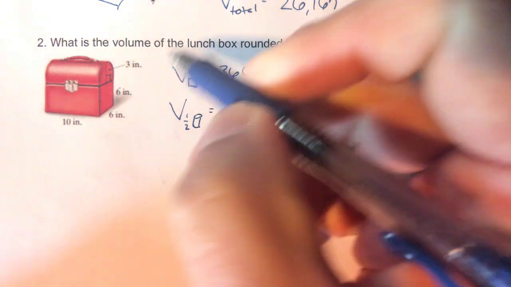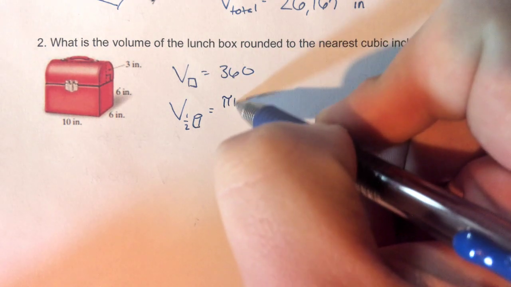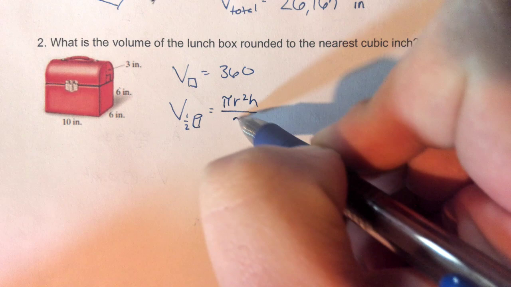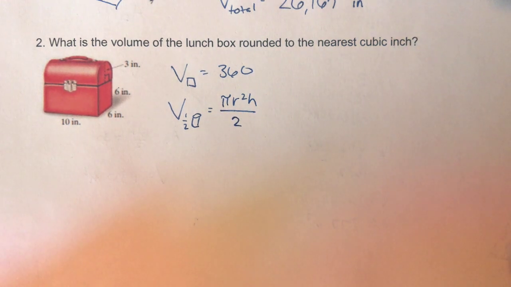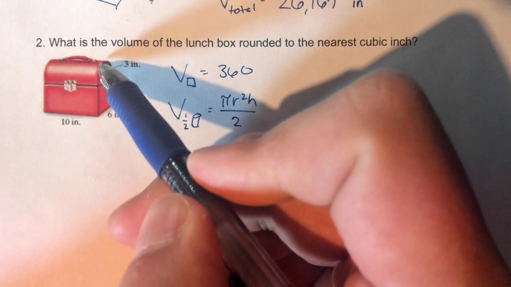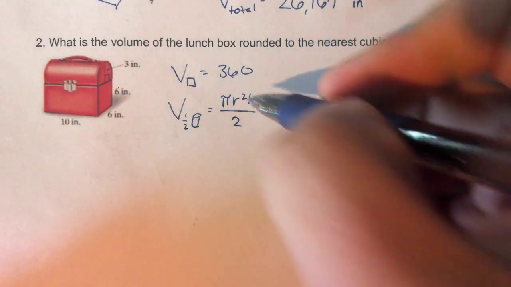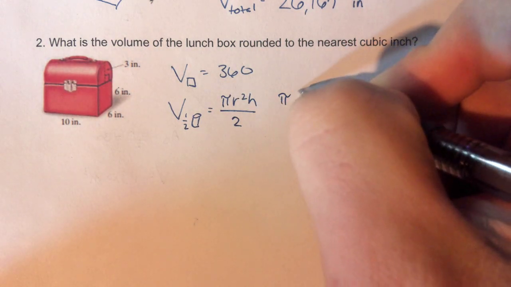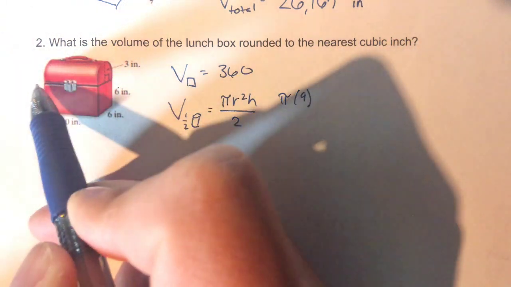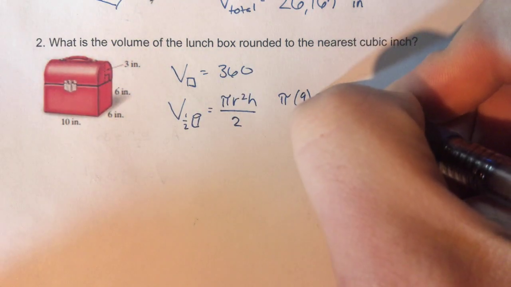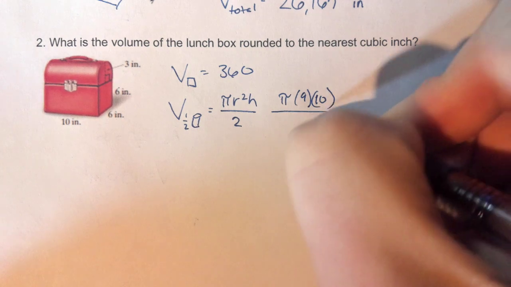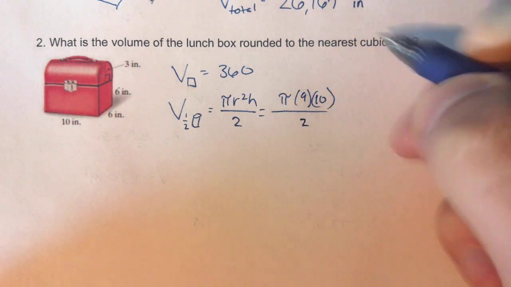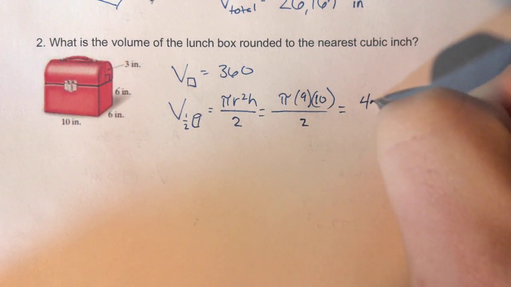Again, if a cylinder is pi r squared h, half of that would divide it by 2. Okay, so this is a cylinder kind of on its side. So you see the radius is 3, so that's going to be pi times 9 times the height is really the lateral distance of 10 divided by 2. So I've got 9 times 10 divided by 2 is 45 pi.